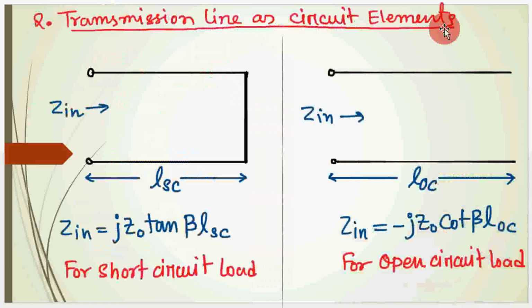Now the transmission line as a circuit element, so this is a short circuit element. In that case, Zin is JZ0 tan of beta LSC, this length. And for the open circuit length transmission line, Zin is minus JZ0 cot of beta L. So with tan beta L there is no minus sign, with cot beta L there is a minus sign.